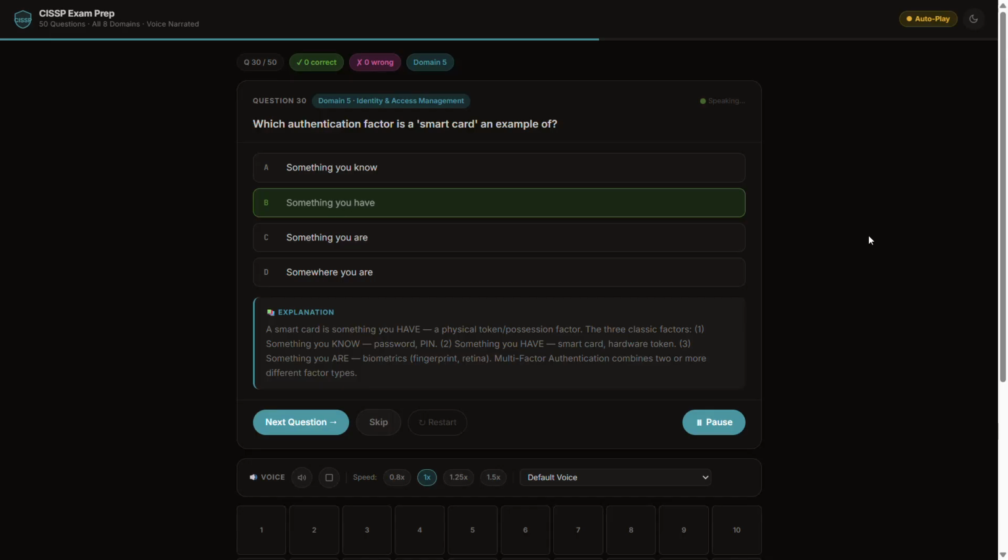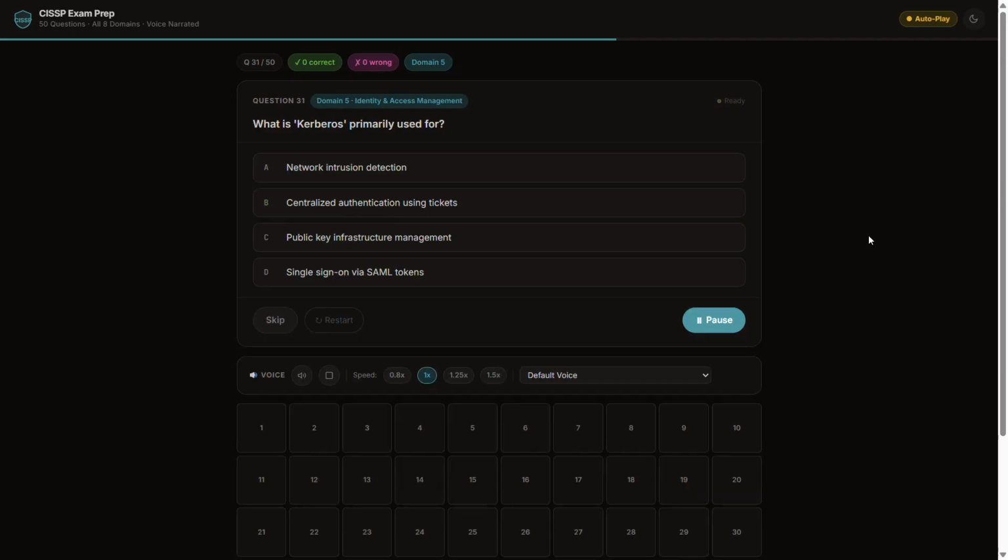Correct answer: B. A smart card is something you have, a physical token, a possession factor. The three classic factors: 1. Something you know, password, PIN. 2. Something you have, smart card, hardware token. 3. Something you are, biometrics, fingerprint, retina. Multi-factor authentication combines two or more different factor types.